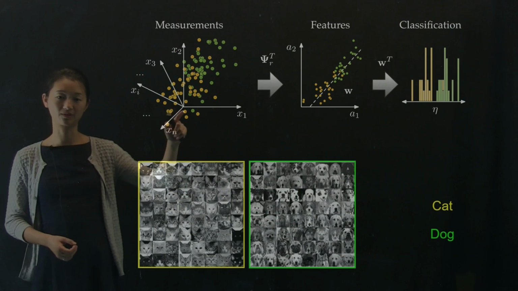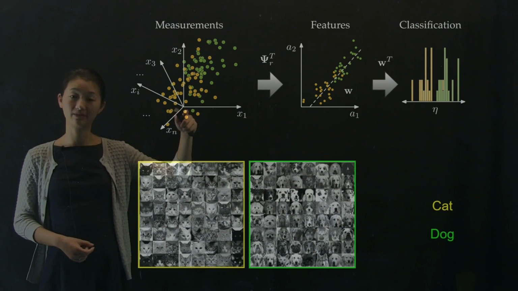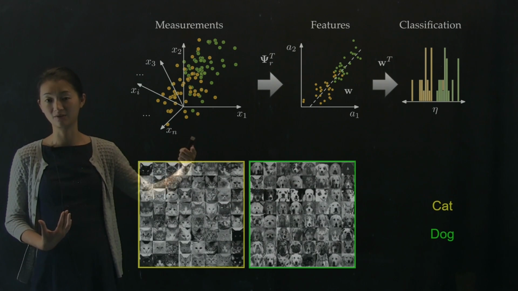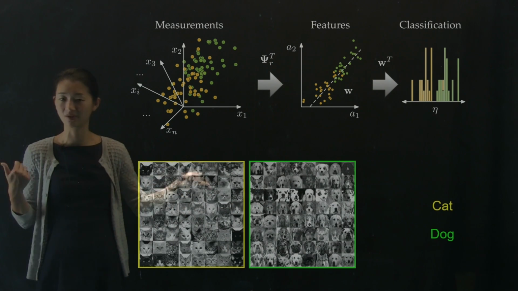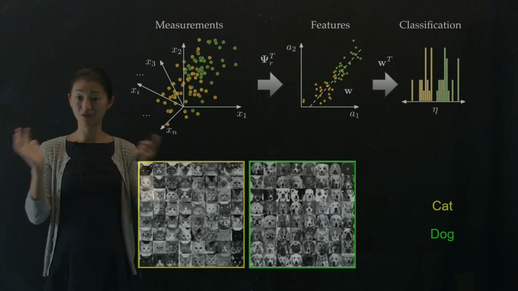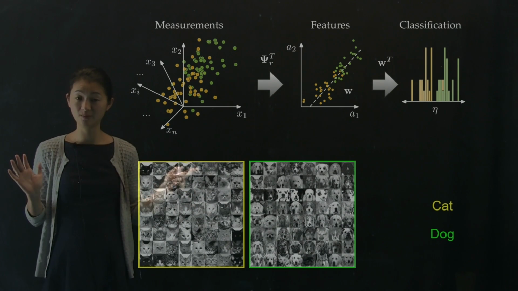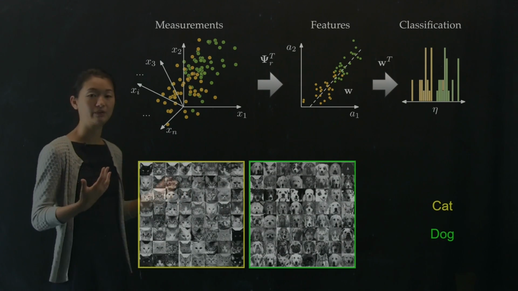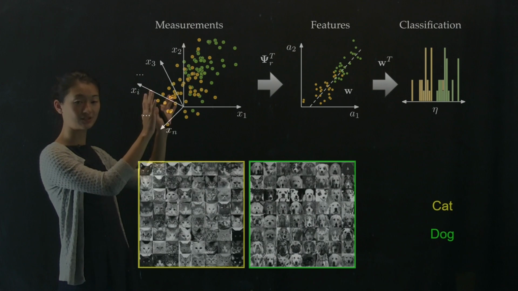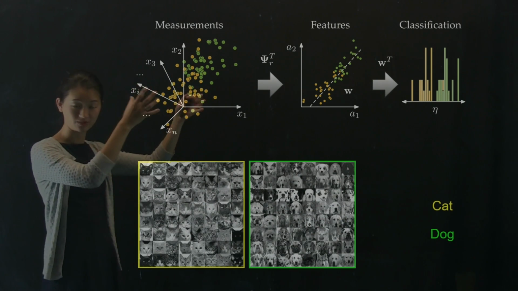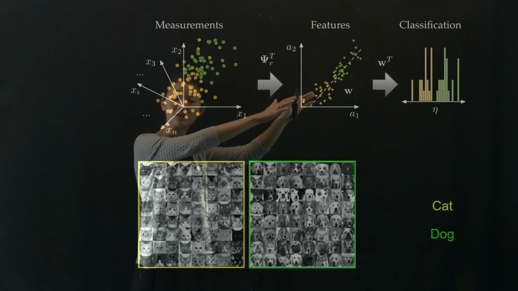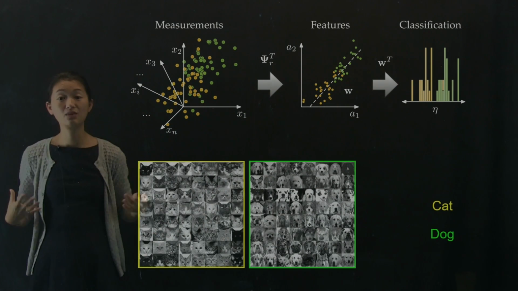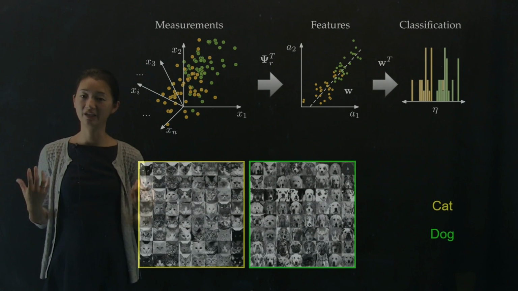So pixel 1 is x1, pixel 2 is x2, et cetera, all the way up to x sub n, where n is the number of pixels. In this case, these images have 4,000-some pixels. Now, that's too many. I don't want to do classification in 4,000 dimensional space, so I'm going to run something like a principal components analysis to extract the features from this data set. So now, instead of being in 4,000 dimensional space, we might be down to, let's say, 10 dimensional feature space over here.